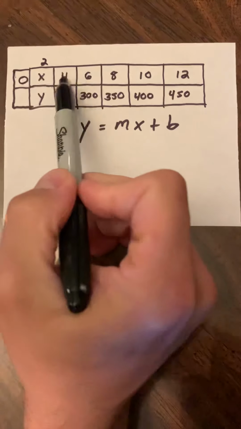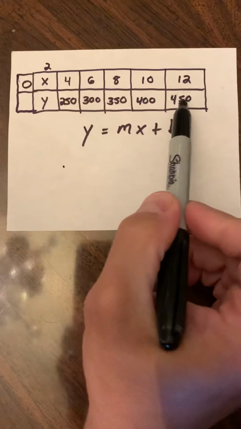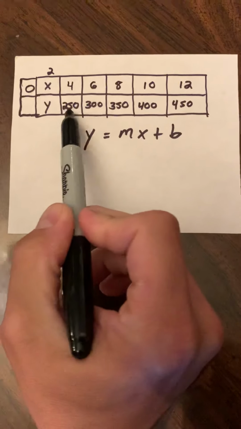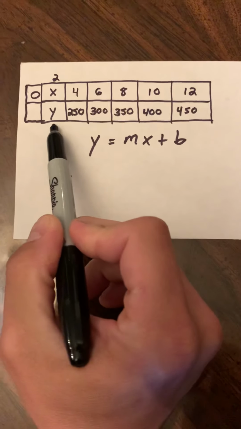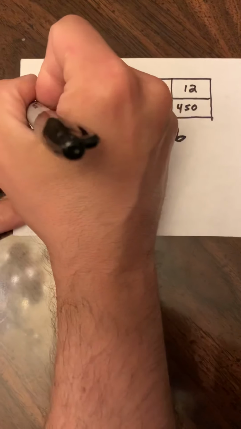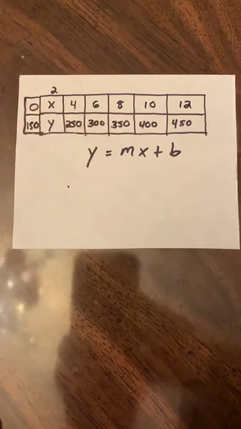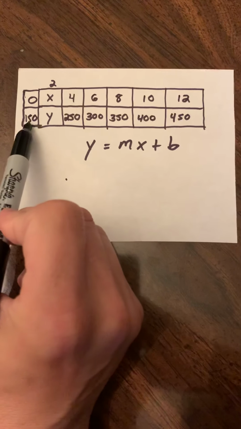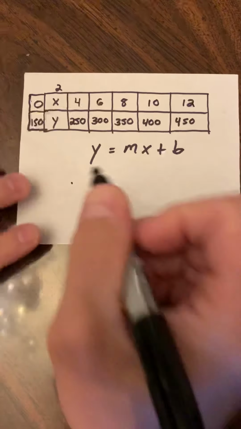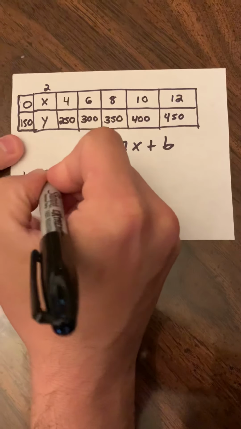So I got 0, 2, 4, 6, 8. These are jumping by 2s. These are going down by 50. So if I go backwards from 50, the next one would be 200. And then 0 would be paired with 150. Okay? Hope that made sense how you get to 0 here. So this is our x and this is our y. So that makes 150 our b value, our y-intercept.